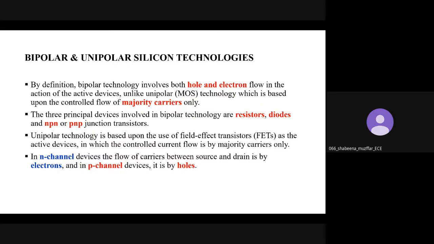By that we mean to say that if the majority carriers are only electrons, then we say that this device is an N-channel device. And if the flow of current in these unipolar devices is due to holes as majority carriers, then we say that the device is P-channel. So we can conclude then in N-channel devices the flow of carriers between source and drain.